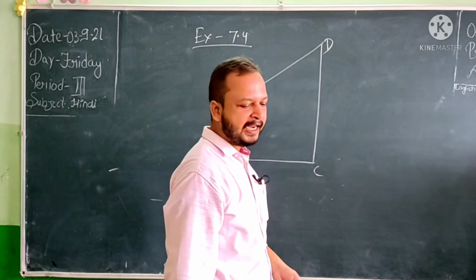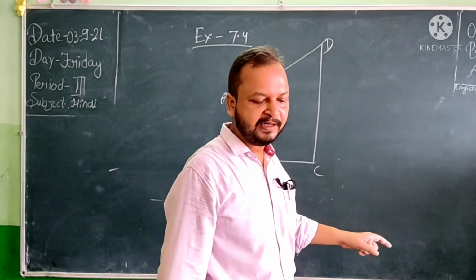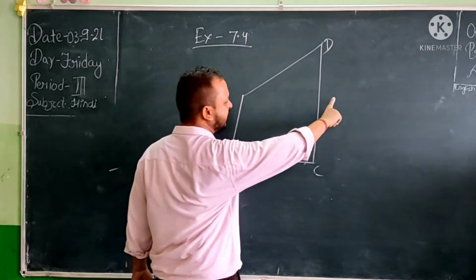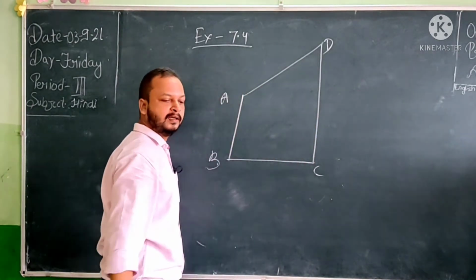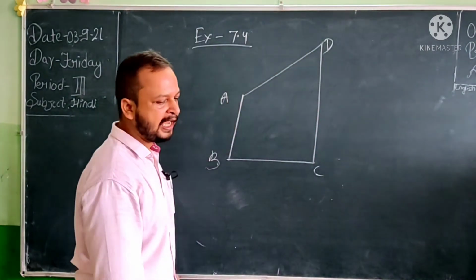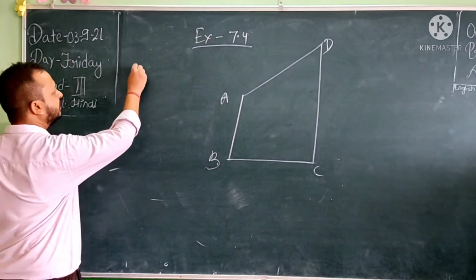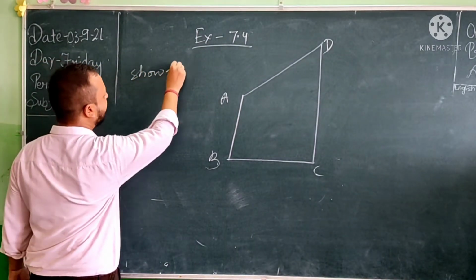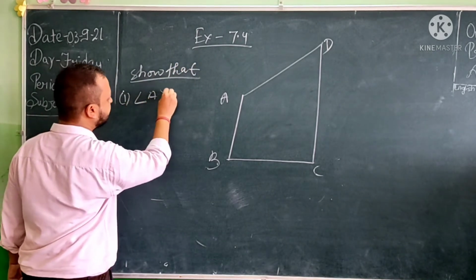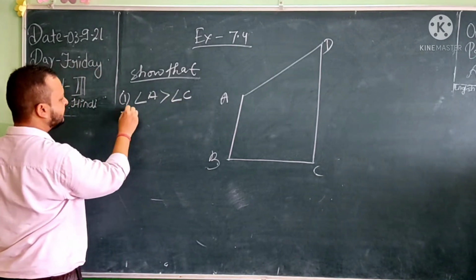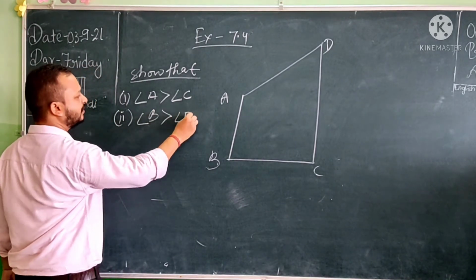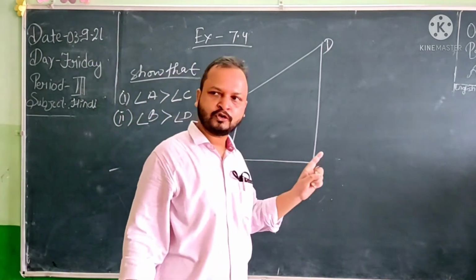Now, here AB and CD are respectively the smallest and longest side. Here AB is the smallest side and CD is the longest side. It is given. Now, we have to prove that or show that angle A is greater than angle C. We have to show that there are two parts. First, angle A is greater than angle C, and in second we have to show that angle B is greater than angle D. This thing we have to show.